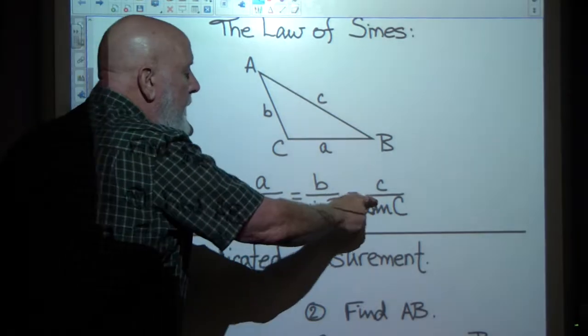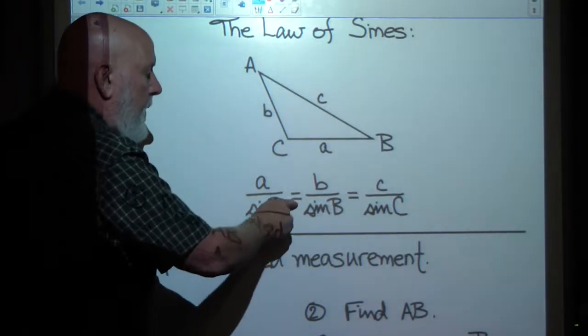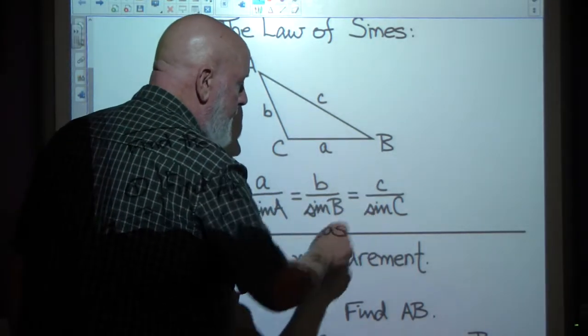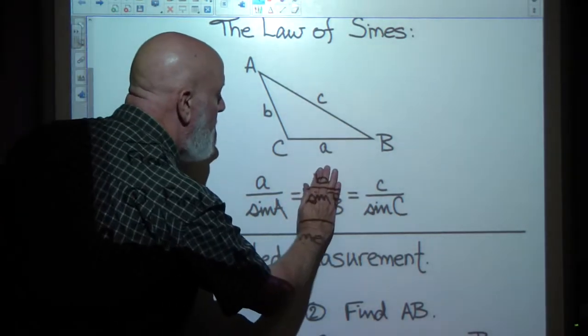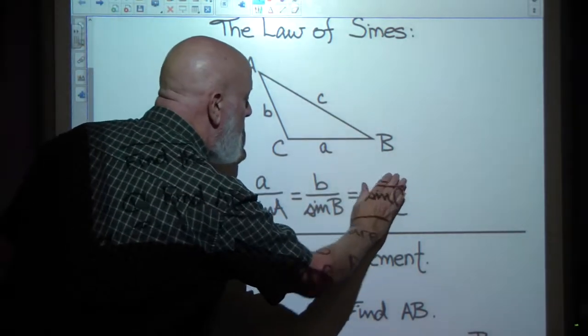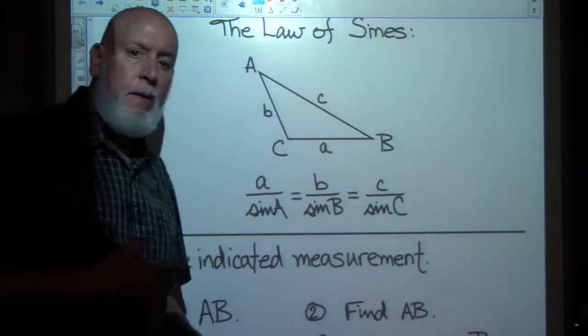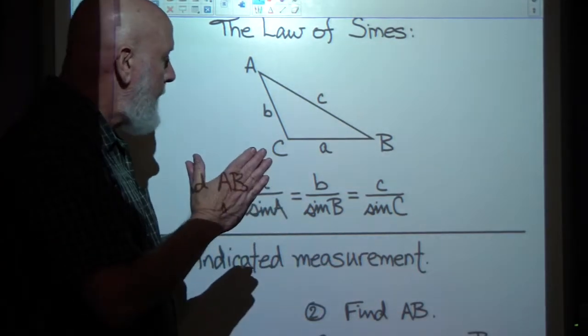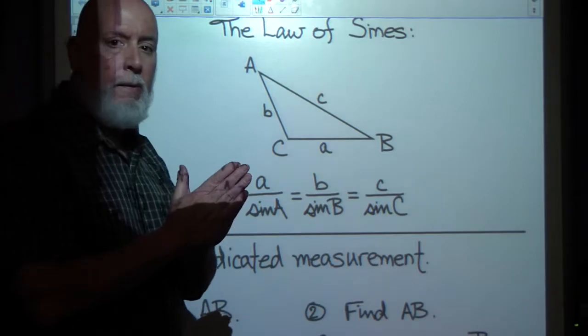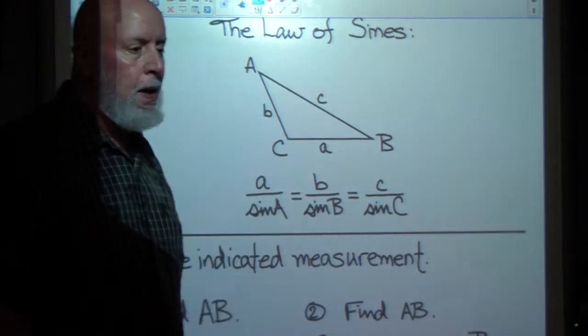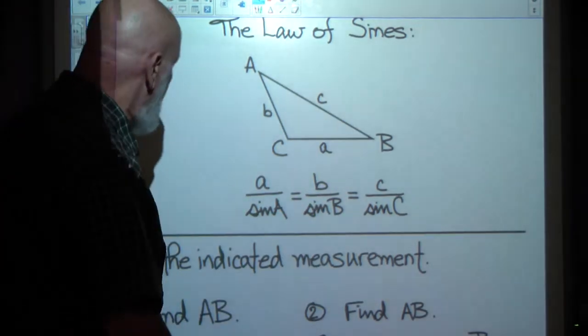So you have A over the sine of A equals B over the sine of B equals C over the sine of C. And you can use any 2 of those to set up a proportion and solve for an unknown. So with that in mind, I'm going to use the law of sines and find some unknowns, and hopefully by the time I get done, you'll have a real good idea of how to do it. Here we go.